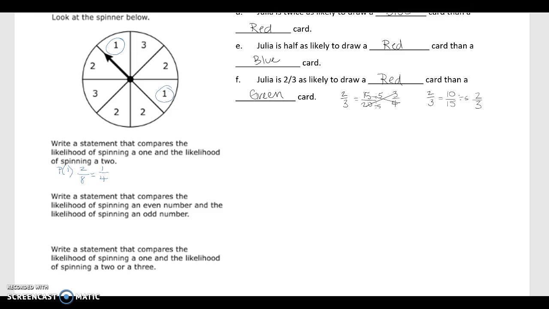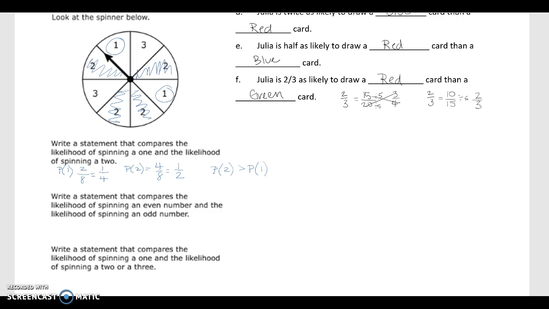And then the probability of spinning a 2, there's 1, 2, 3, 4 2s. So the probability of a 2 is 4/8 or 1/2. So a statement that compares them could be that the probability of rolling a 2 is greater than, right, because 4/8 is bigger than 2/8, the probability of a 1.